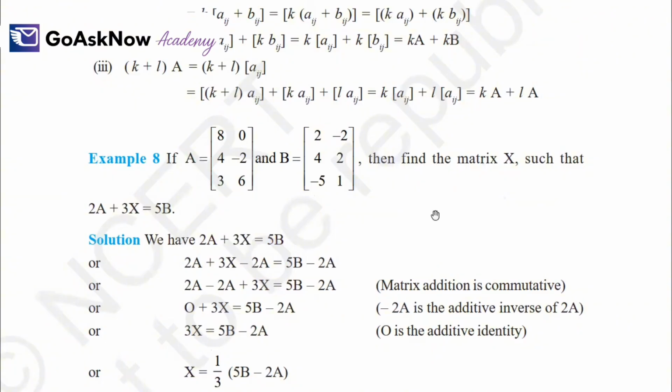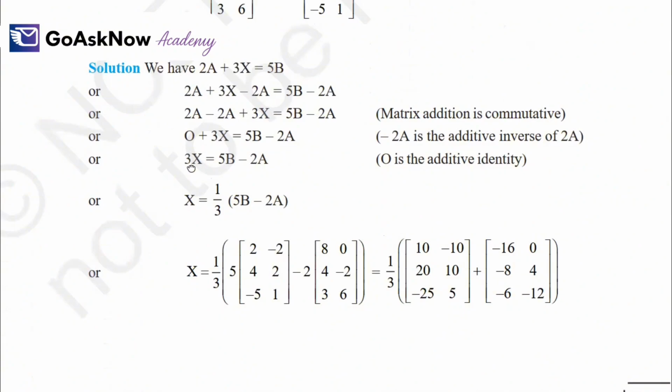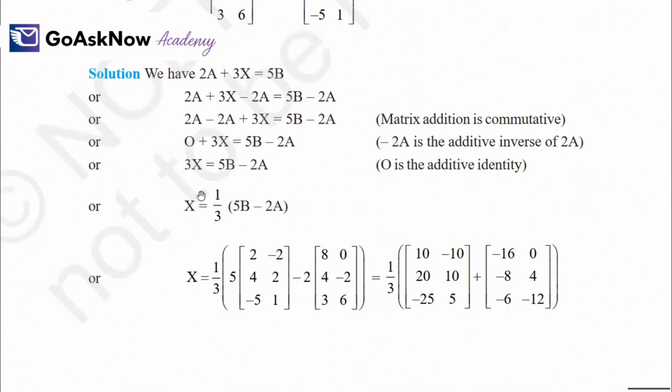Then you can rearrange this whole equation and write 3X is equal to 5B minus 2A. Just move the 2A to the right hand side, and you will get the expression like this. So X will be equal to what? X is equal to 1 by 3 into (5B minus 2A).